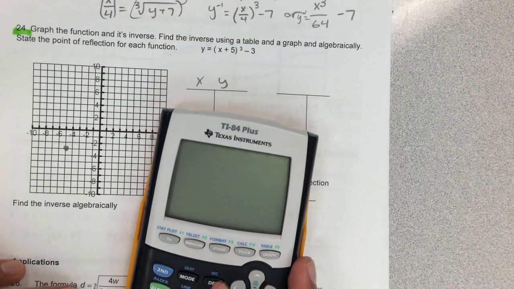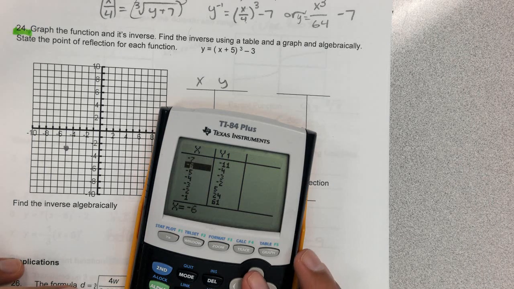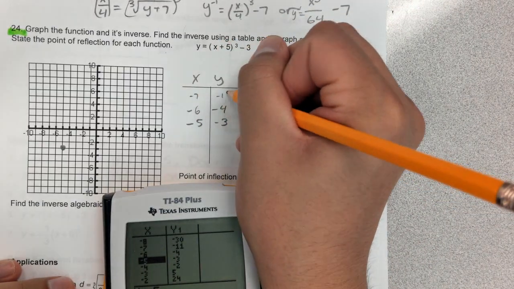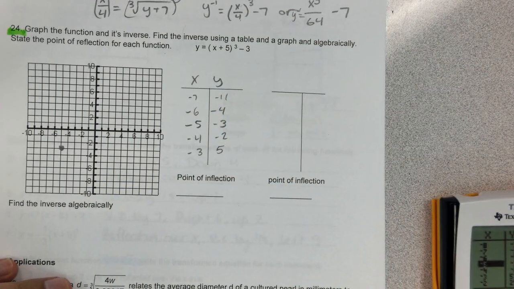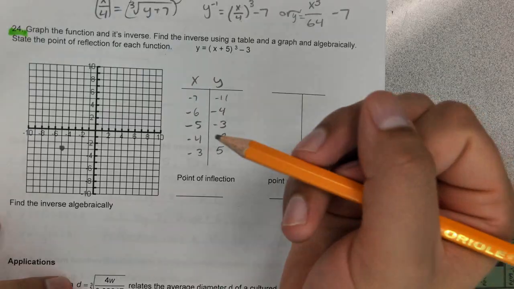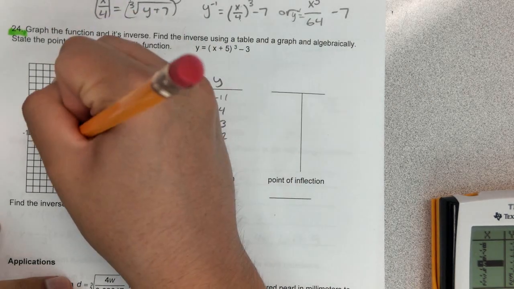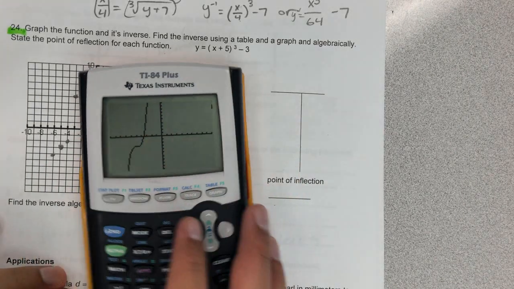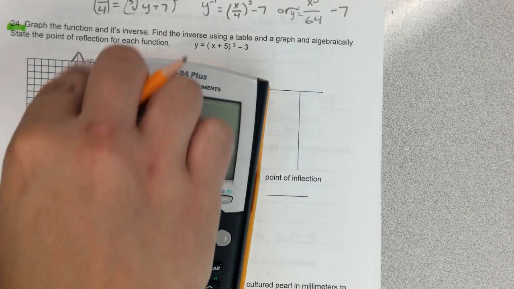Alright, so let's just use the calculator and let's get the points and see how this is going to look. Alright, so I'm going to take a couple points above and below the vertex, so -5, -3, we have -6, -4, -7, -11, we have -4, -2, -3, +5. Because if you're not too sure on how to put these together, just look at your graph and just follow the same pattern right here. So I just use the graph in the calculator to help guide me on making the graph.